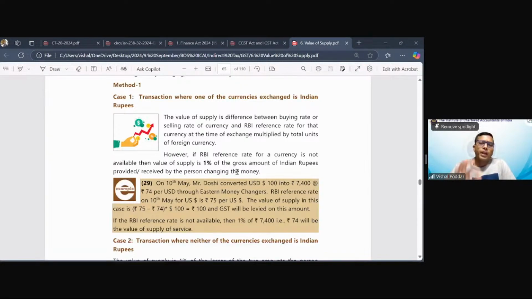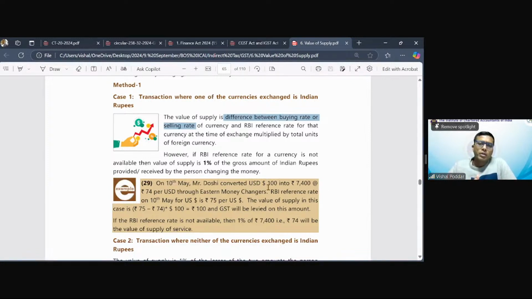So simply, at any given point of time, RBI provides you both the rates at which you can buy the foreign currency and the rate at which you can sell the foreign currency. So the first thing they are saying is you take the difference between the buying rate and the selling rate given by the RBI.